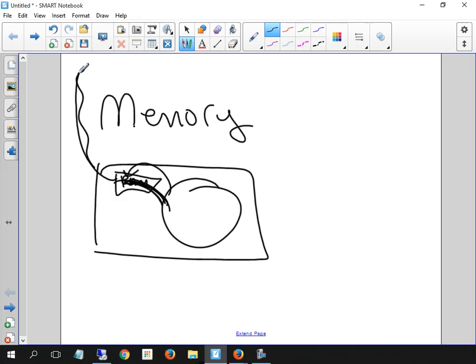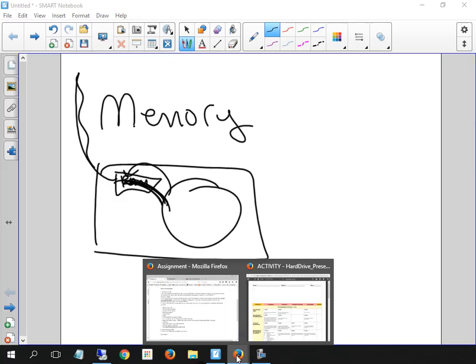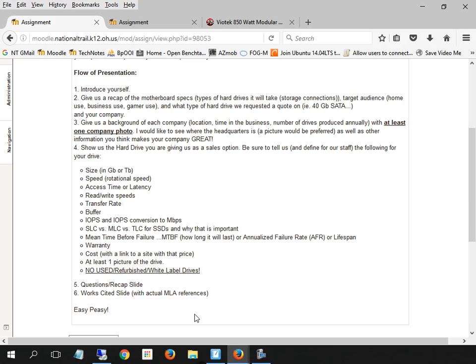So better, higher buffers help hard drives perform better. So that's one of the reasons you're going to talk about what kind of buffer exists on it. Do you think there's a buffer on an SSD? No, it's all memory already, right? So there's no reason to put a buffer on an SSD. So that applies only to your spinny drive.